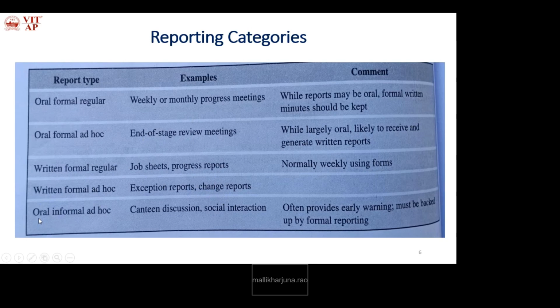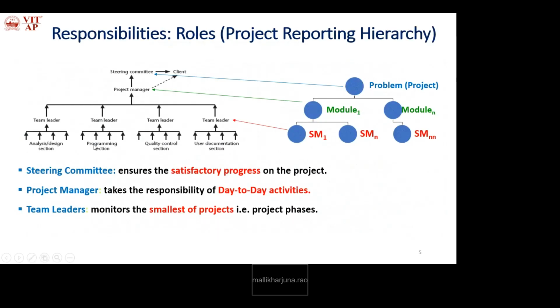The fifth one is oral informal ad hoc. So this is like a canteen discussion and social interaction. At the lower level, different people are working, particularly in this development section. In this development section, a huge number of developers are working from different locations. Okay, so we need to coordinate and cooperate with each other.